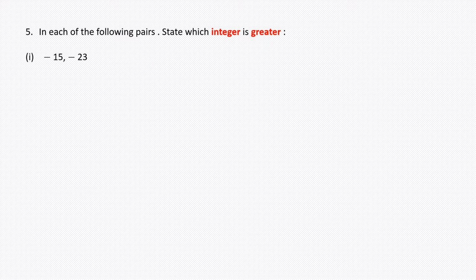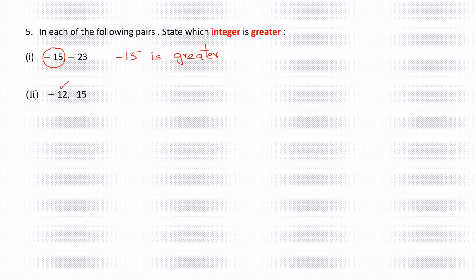In each of the following pairs, state which integer is greater. Now there are two, minus 15 and minus 23. Negative numbers, as they move to the left, they get smaller and smaller. So which comes first, minus 15 or minus 23? Minus 15 comes first, minus 23 goes beyond minus 15. So which is greater? Minus 15 is greater. So they want you to state which is the greater integer. Minus 15 is the greater integer.